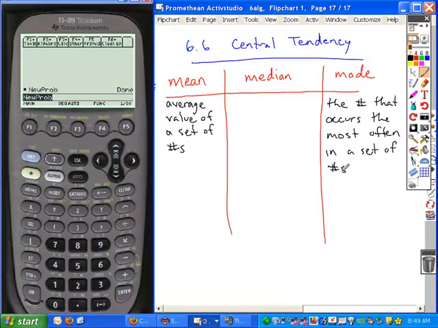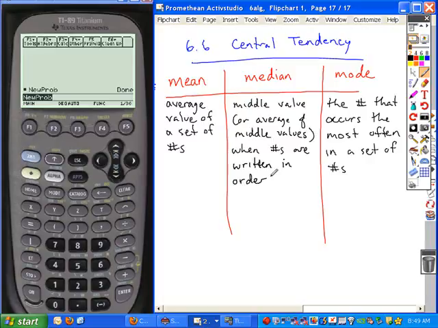And then the median. You can recall what a median is? Okay, so it's the middle value or the average of the middle values if you have an even number. And this is when the numbers are written in order from smallest to largest. The median is the very middle number, or if you're dealing with an even number in your set, then it is the average of the two.